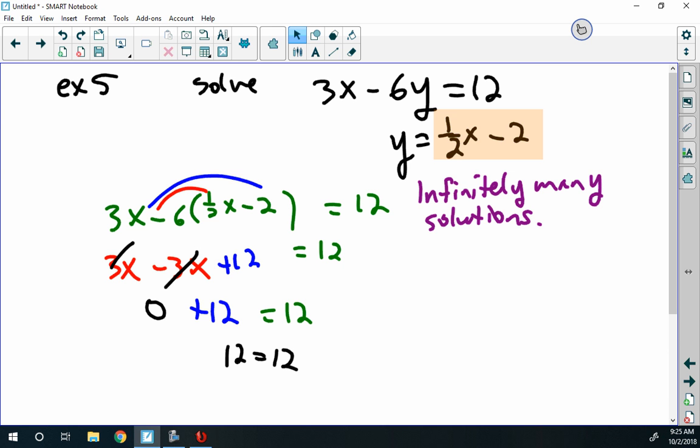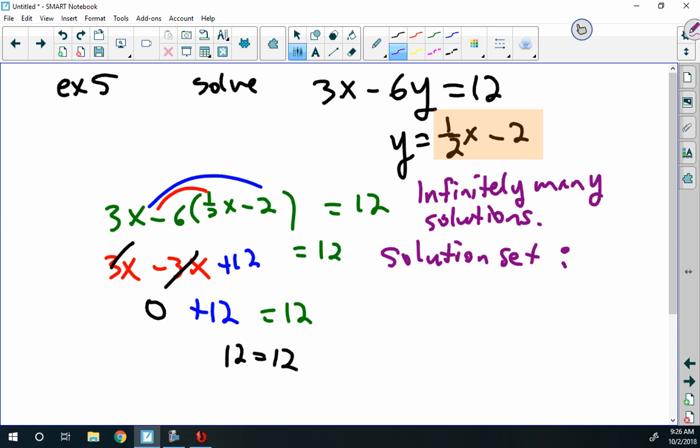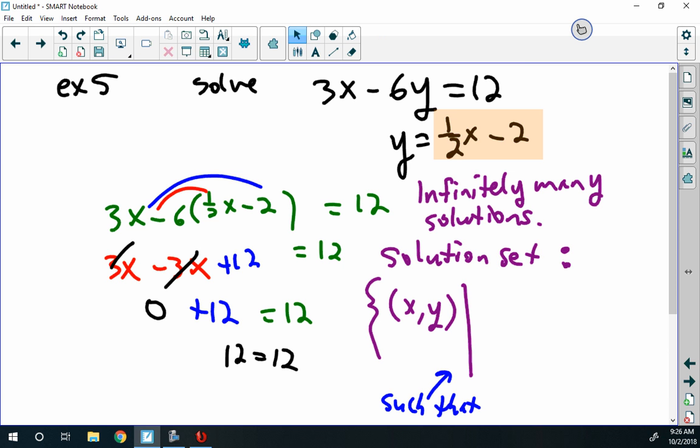What we need to do is figure out where the answers are. So our solution set is really as follows. It's the set of any ordered pair x and y such that, this vertical line here means such that. So my answer is going to be any ordered pair that's on the line.